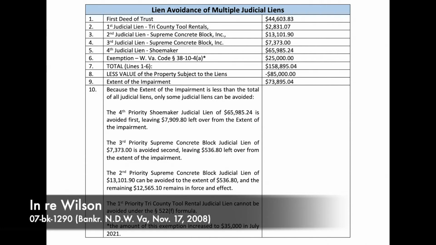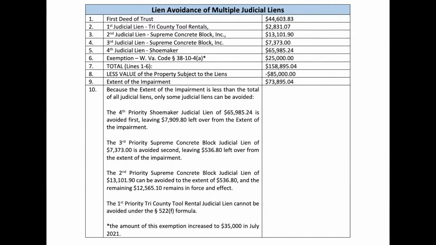Now, on the other hand, when addressing multiple judicial liens, the statute is also silent as to which judicial lien may be avoided first under the formula. And in general, property and interest in property are determined by state law. And under West Virginia law, the judicial lien creditor who is first to record has priority in payment. So using this as a general guide, the Bankruptcy Court for the Northern District of West Virginia, in an unpublished order, has determined that the junior judicial lien is the first to be avoided.